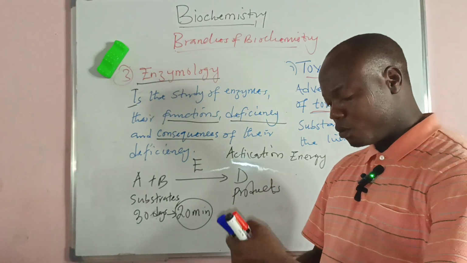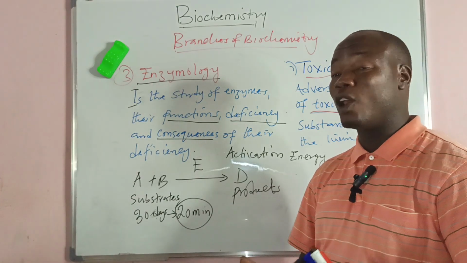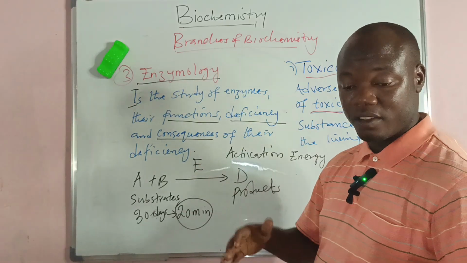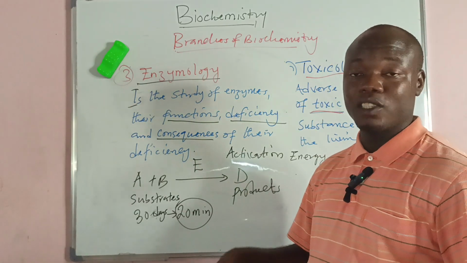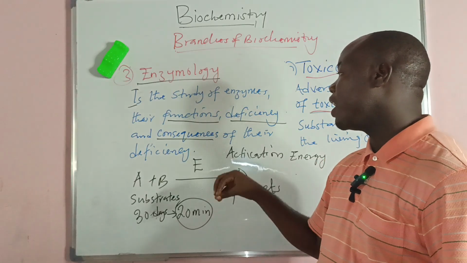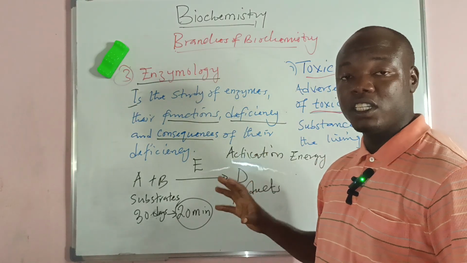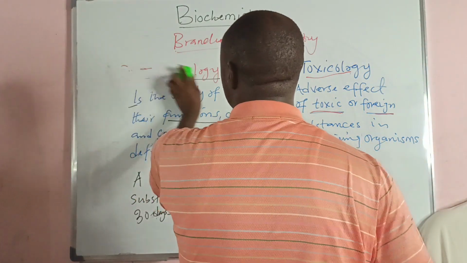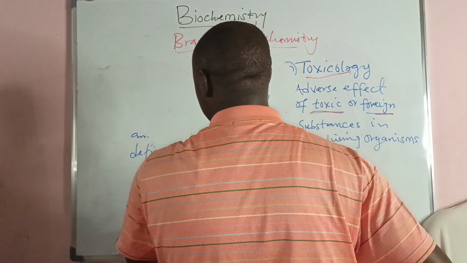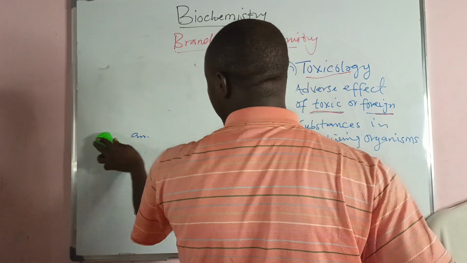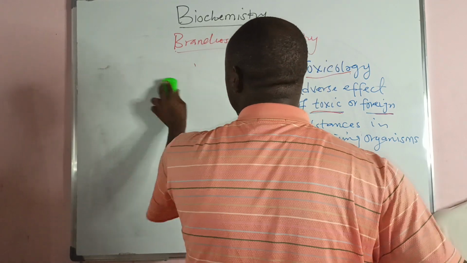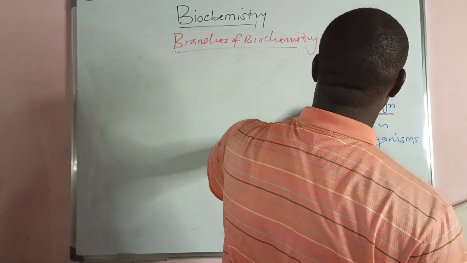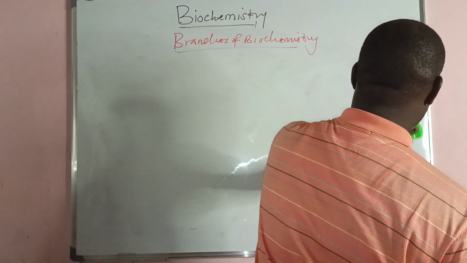Some of these enzymes are associated with a lot of complications. So in enzymology, when you are trying to study the functions, the deficiency, as well as the consequences caused by the deficiency of the enzymes, that is what you call enzymology. So this is actually the third branch of biochemistry, and the enzymes decrease the activation energy. That is how they increase the rates of the reaction.